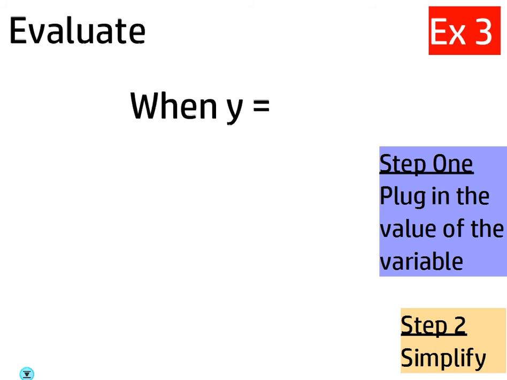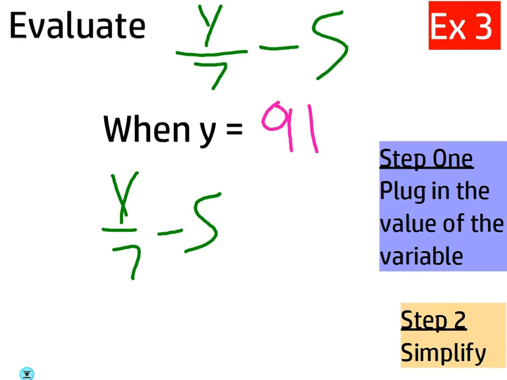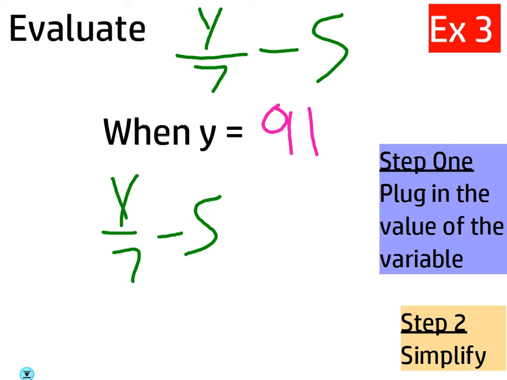All right, next one. Evaluate y over 7 minus 5, when y equals 91. Okay, so we're going to write out the expression y over 7 minus 5. What do you have? What are you going to do? What's the first thing you're going to do?